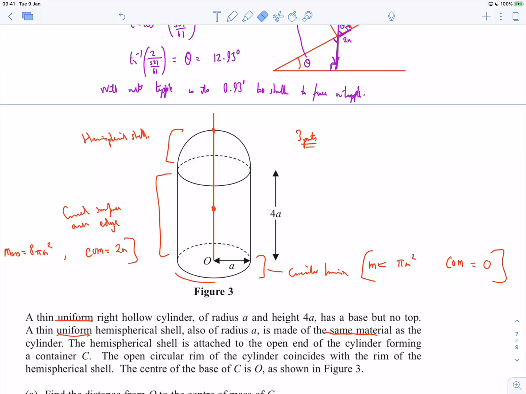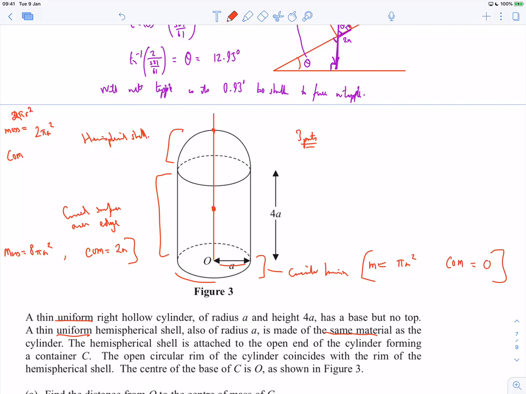Well, the mass is quite easy because the surface area of a sphere is 4 pi r squared, isn't it? No. Oh dear. Yeah, I think it is 4 pi r squared. Pretty sure it is. Let me just double check that. My brain's all over the place. Surface area of a sphere is most definitely 4 pi r squared. So the surface area of a hemisphere would just be 2 pi r squared. Since r is a, this is just going to be 2 pi a squared.